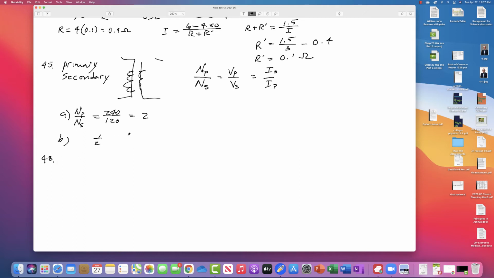Number 48. Number 48 states, the plug-in transformer for a laptop computer puts out 7.5 volts and can supply a maximum of 2 amps. What is the maximum input current if the input voltage is 240? Assume 100% efficiency.